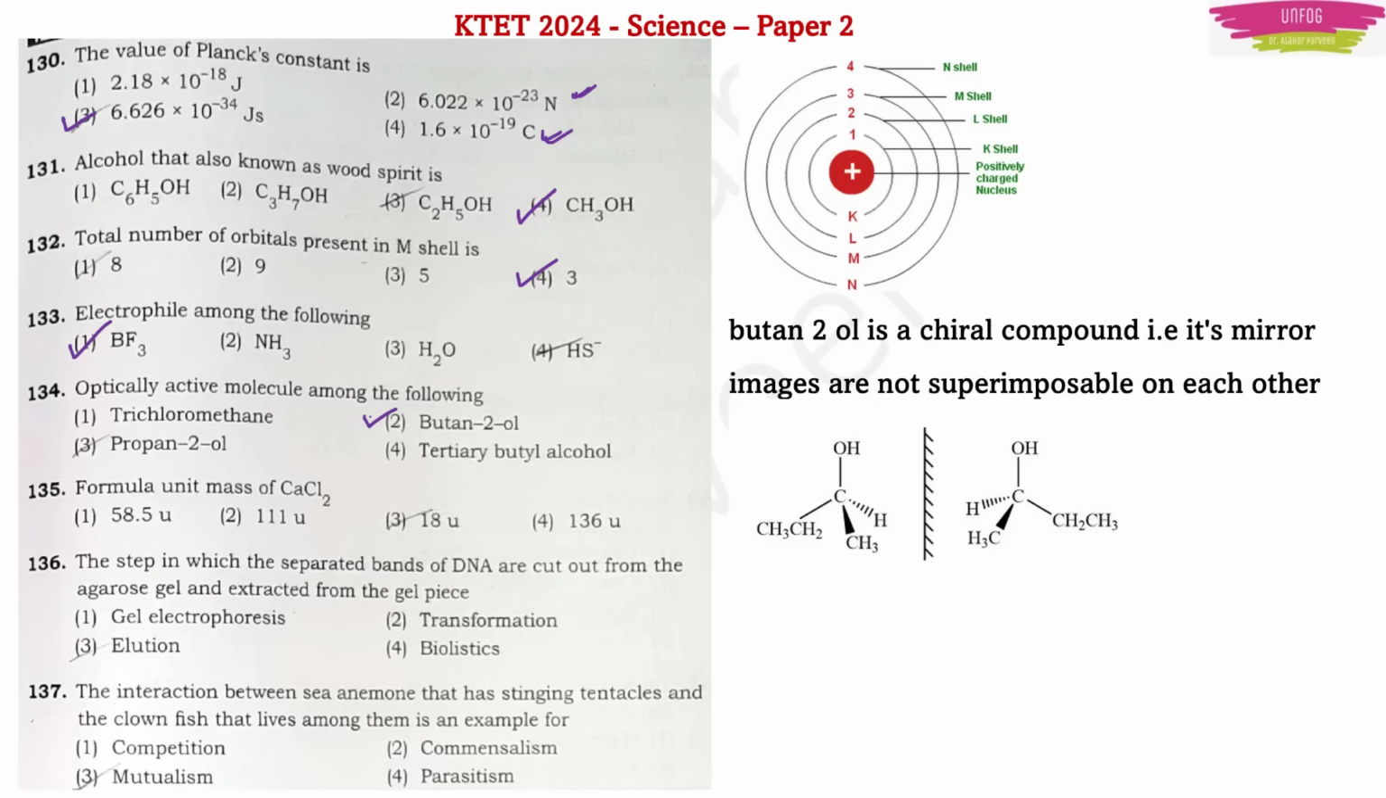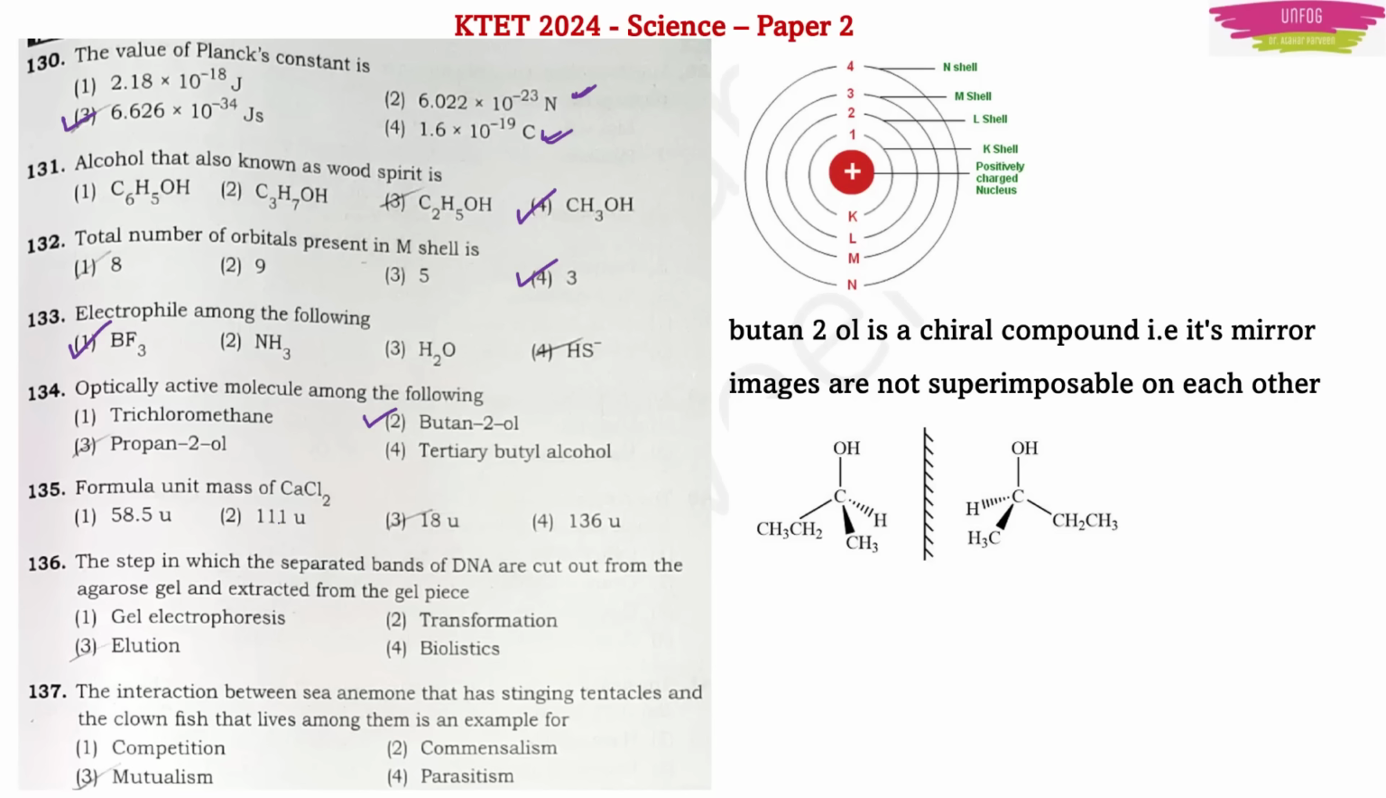If you keep the structure of butane-2-ol in front of a mirror, you can see, as I have shown in the picture, it will not be superimposable. That type of property is known as chirality. So butane-2-ol is a chiral compound, and chiral compounds are the optically active molecules. That's why butane-2-ol is the correct answer. Anyway, it was a tough question for me.